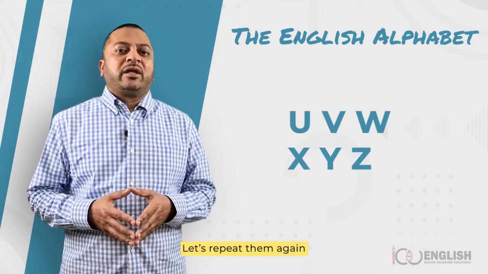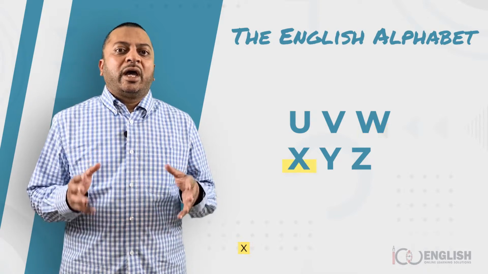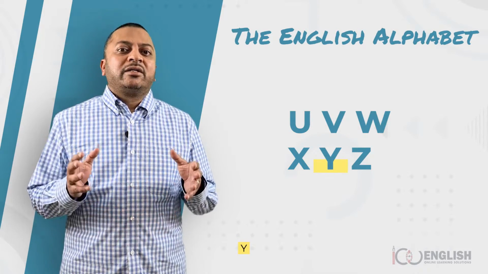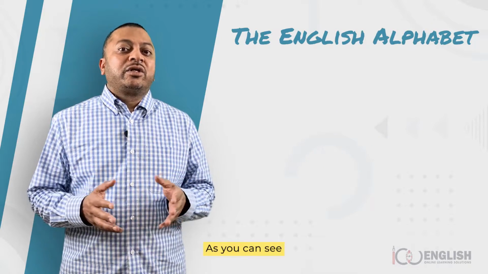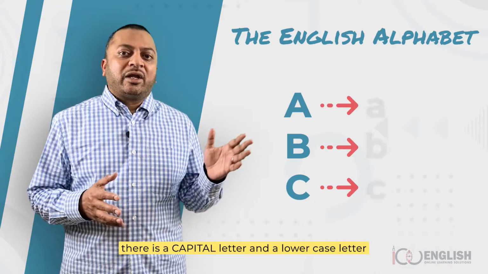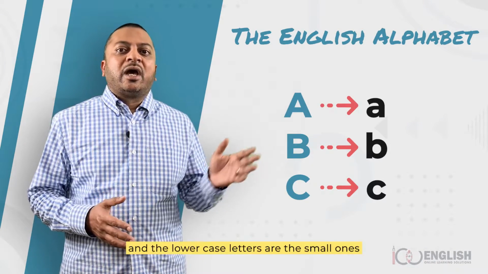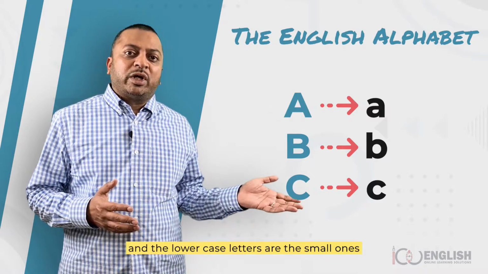Let's repeat them again. U, V, W, X, Y, Z. As you can see, for each letter there is a capital letter and a lowercase letter. Capital letters are the big ones and the lowercase letters are the small ones.